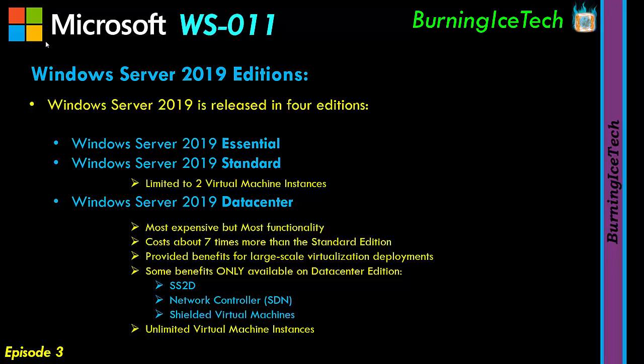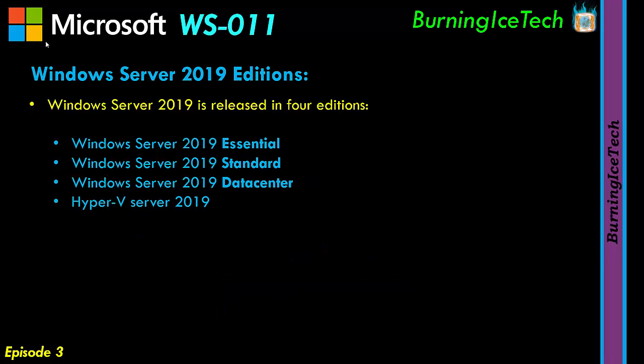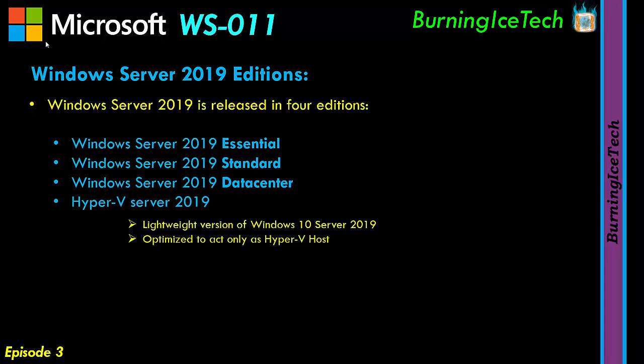Now, our last edition of server is one that you won't find on all lists, but it's still a server edition nonetheless. It's called Hyper-V Server 2019. This is a lightweight version of Windows 10 Server 2019 that is optimized to act only as a Hyper-V host. If any of you guys know Windows 10 Server, well, Hyper-V Server is very much like that. You can think of Hyper-V Server as Windows 10 Server with just a Hyper-V role and very minimal TUI.